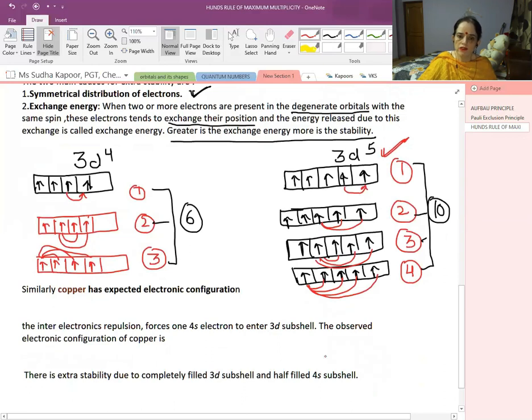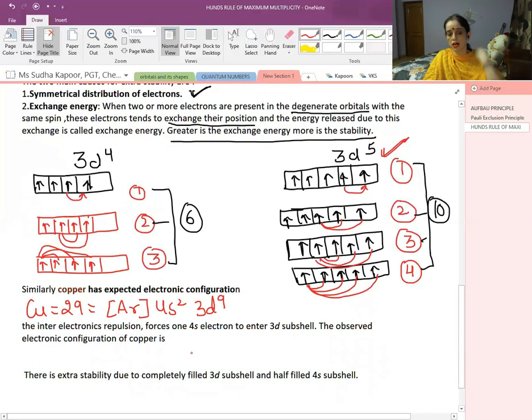Copper is having the expected configuration different, but its exceptional configuration is again going to be different. As according to Hund's rule, the half-filled and full-filled are going to be more stable in nature. So similarly, the case of the copper is having 29 number. Okay, so if we write it in a general way, we will write it as argon 4s2 3d9. Okay, filling the electrons one after the other.